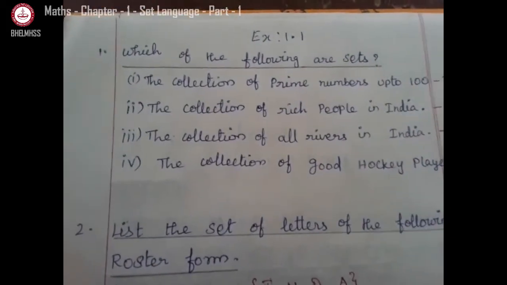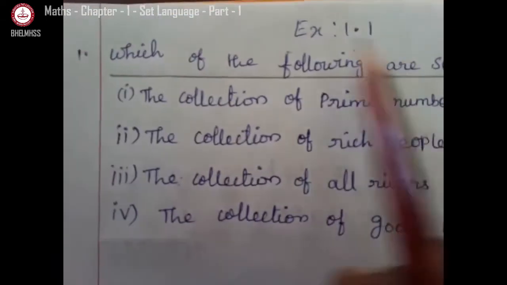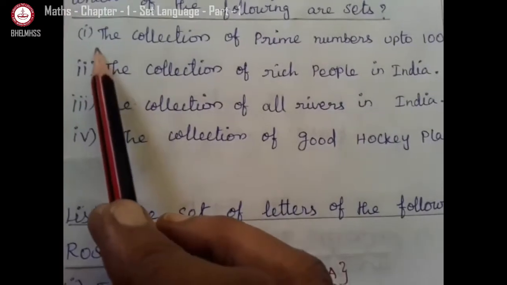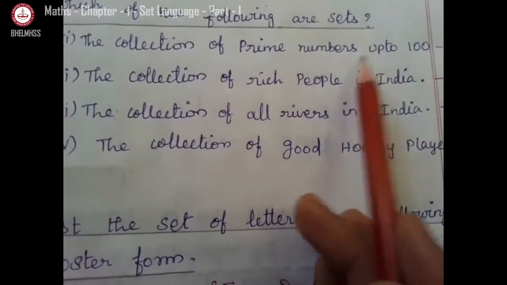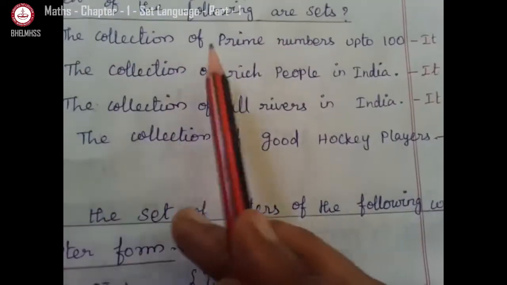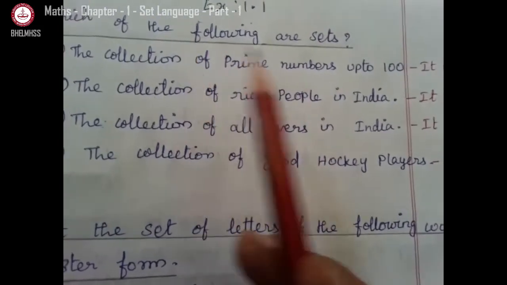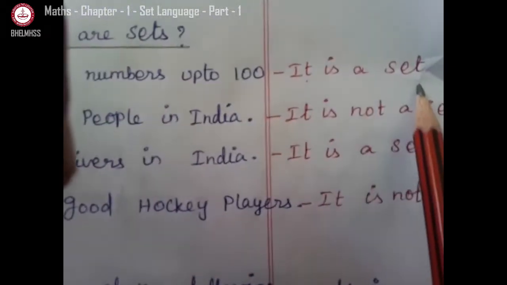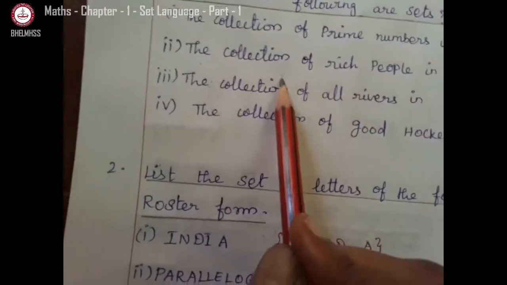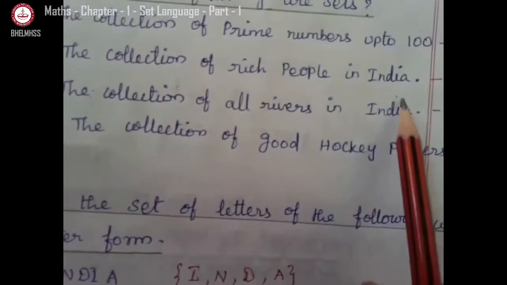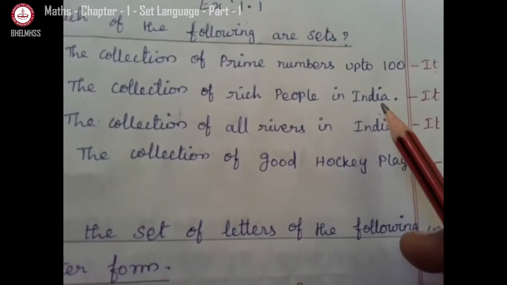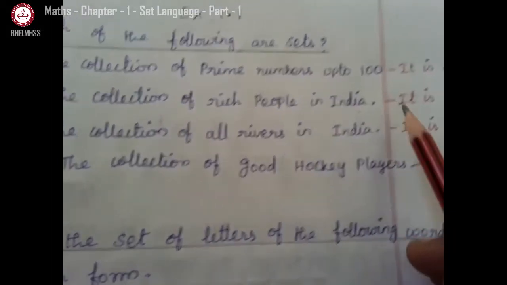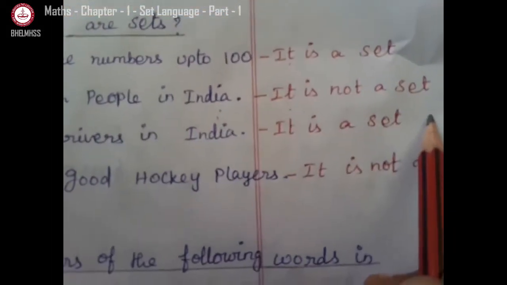Now we see the exercise 1.1. Which of the following are sets? First is given here the collection of prime numbers up to 100. You know how many prime numbers are there from 1 to 100. So it is a set. Next, the collection of rich people in India. This is not countable. It is not possible to count, so it is not a set.